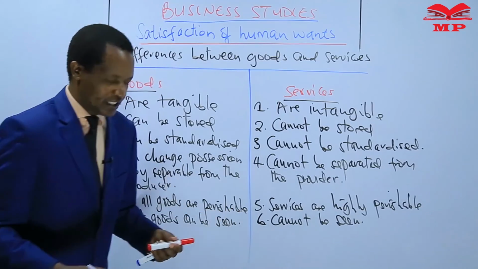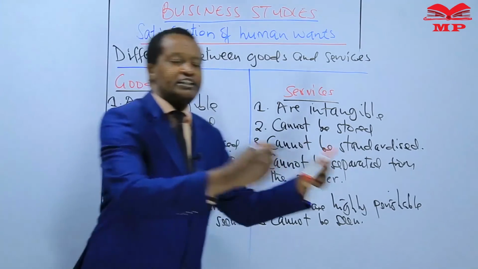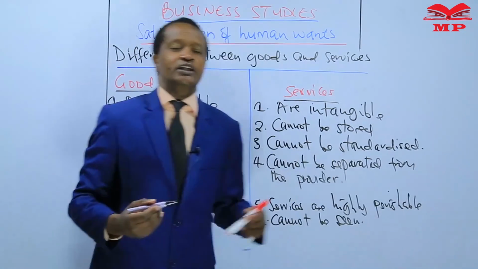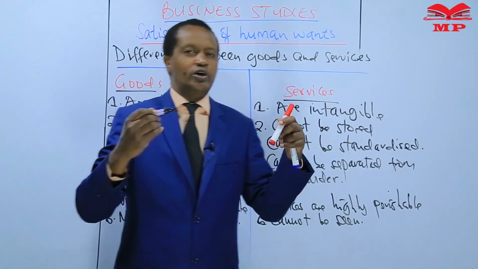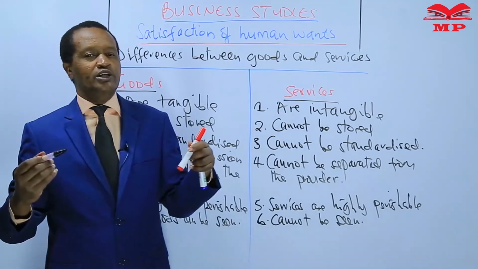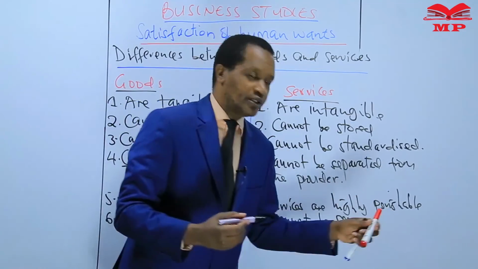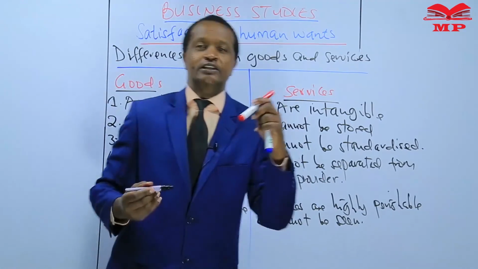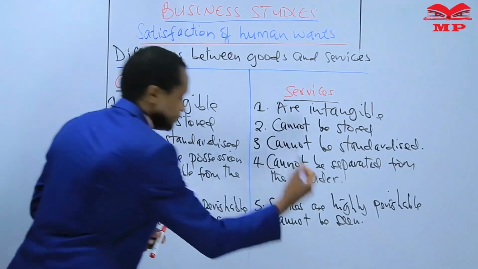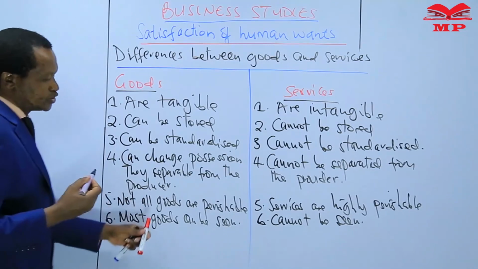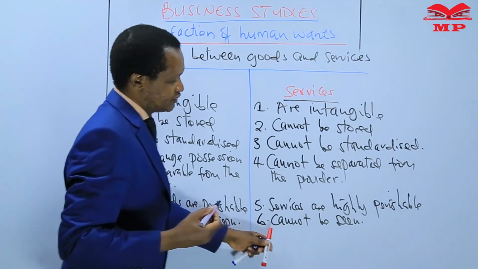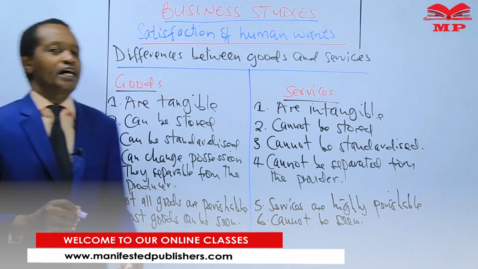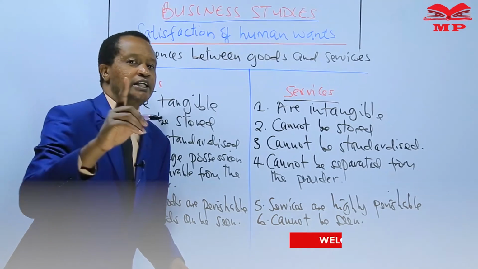But we learned in the last lesson that we can see the effects of services. We saw that if you are entertained, we can know the effect of entertainment by the effect known as happiness. So most goods can be seen, but services cannot be seen. Okay?